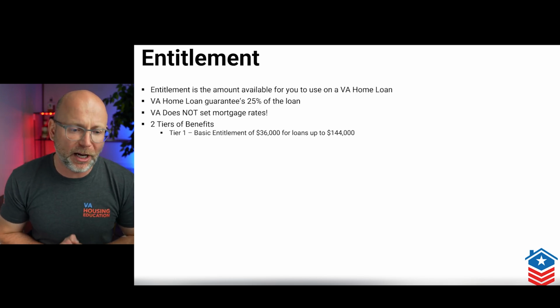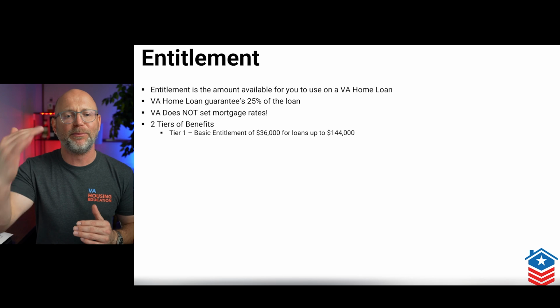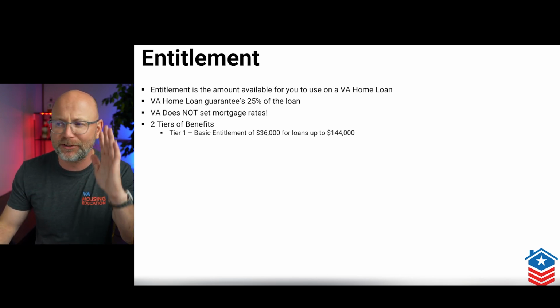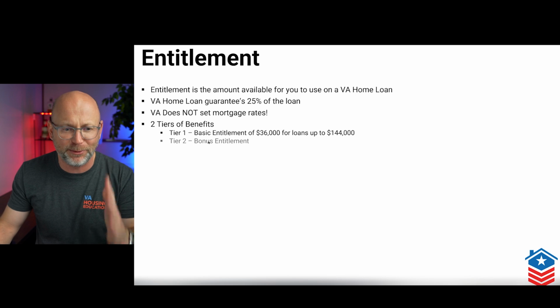But you can't buy a house under $144,000. It has to be more than that because you've locked out your Tier 1 benefits. Don't ask me, I don't make the rules. I'm just here to share with you guys what it is.